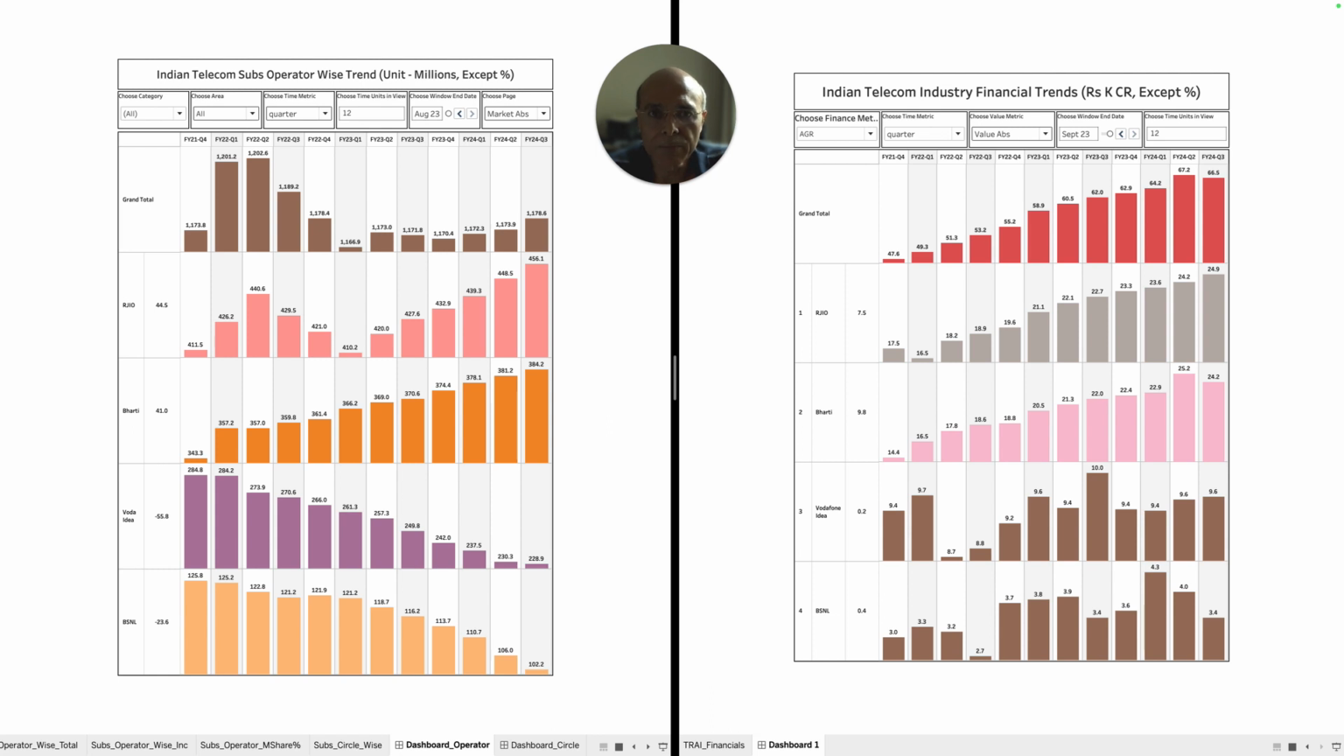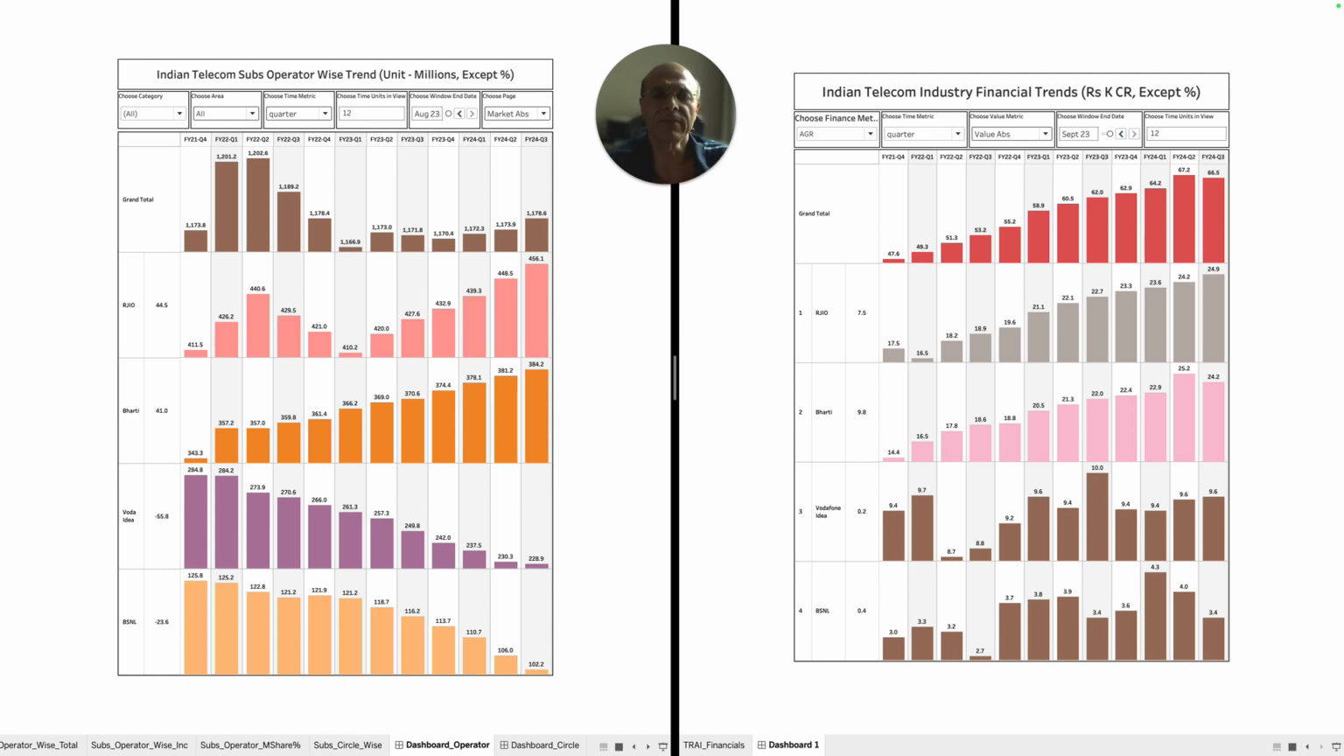This is about the business metrics of the Indian telecom industry. The two important metrics that I have picked for this analysis are the subscriber trend and the financial trend. These trend numbers are available through TRAI, and they publish the revenue numbers on a quarterly basis and the subscriber numbers on a monthly basis. So everybody has the opportunity to go and look at these numbers.